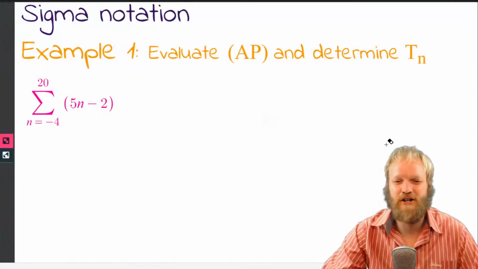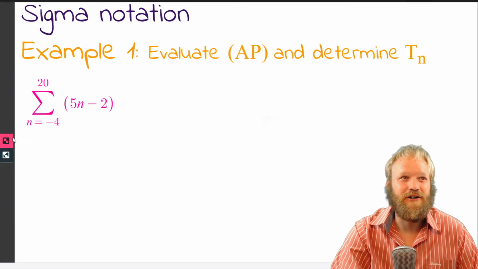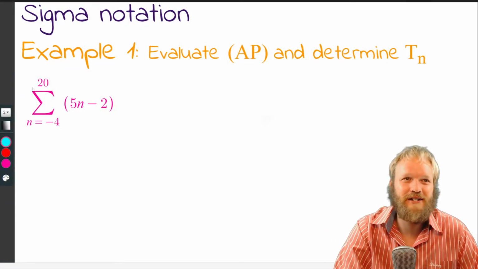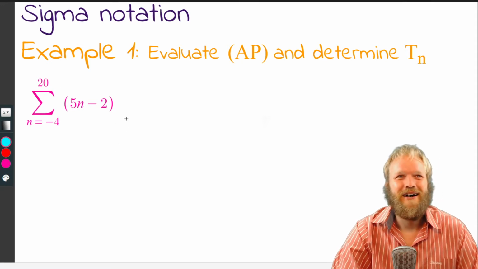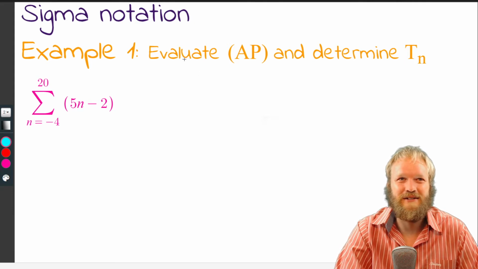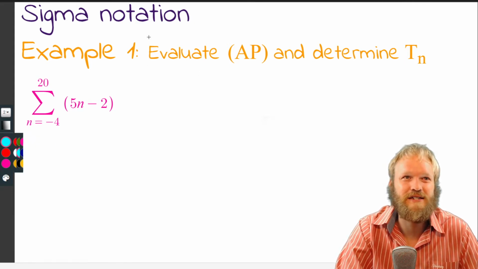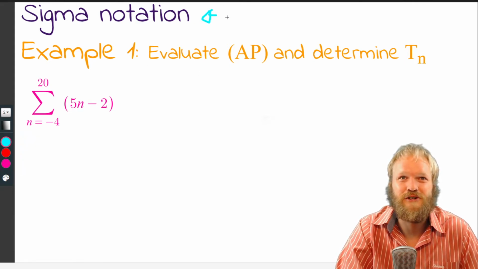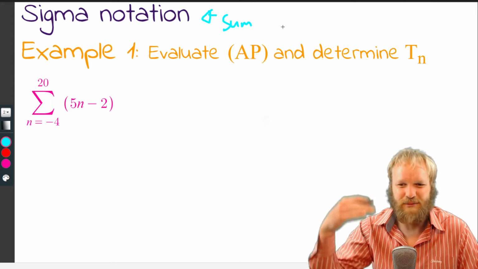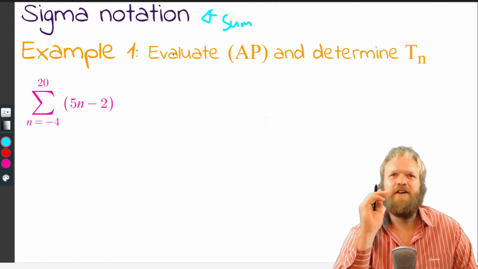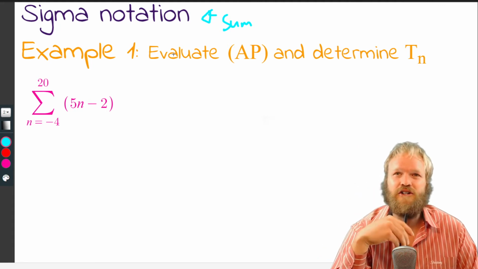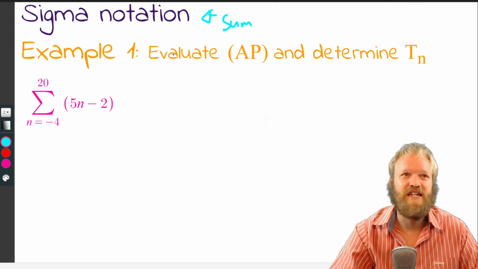We've got a few examples of sigma notation. Now, sigma notation is this exciting sign over here, right? The sigma one. And sigma means sum. So we're always looking at sum. So maybe let's just capture that and say we're always looking at the sum, plus like a series. So here we are. Example 1. Evaluate this arithmetic progression and determine the formula for Tn.